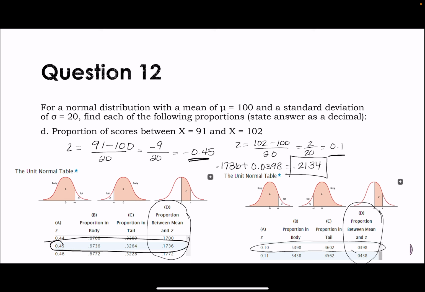So when the values come out to be the same value for the z-scores, when you're talking about a between area, you just have to look up the one z-score and double it. But when they're different, like this one is, you have to look up each individual proportion from the mean to that, and you just take those two values and you add them together.